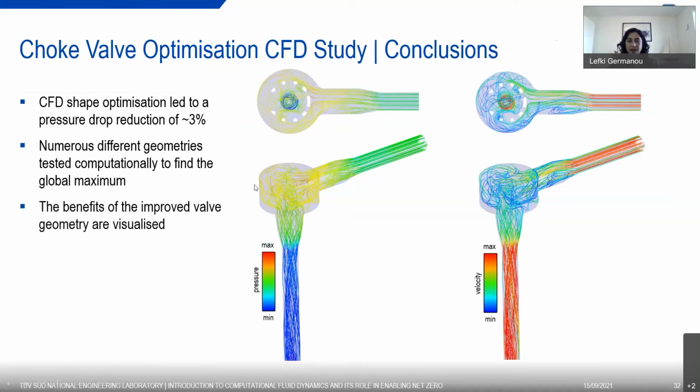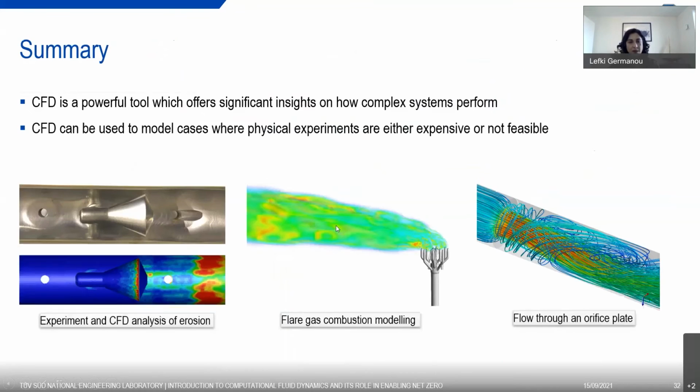The benefits are also visualized with CFD very easily, as you can see here, the improved pressure distribution and the velocity. To conclude, computational fluid dynamics is a powerful tool which offers significant insights on how complex systems perform.